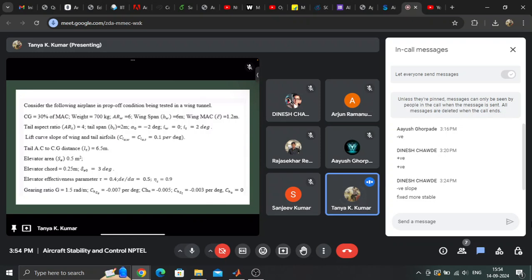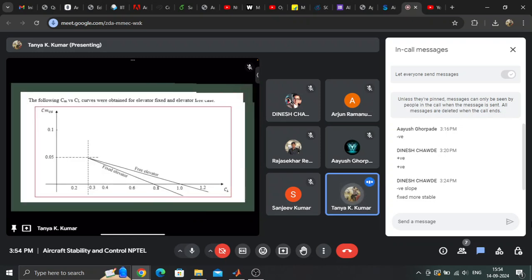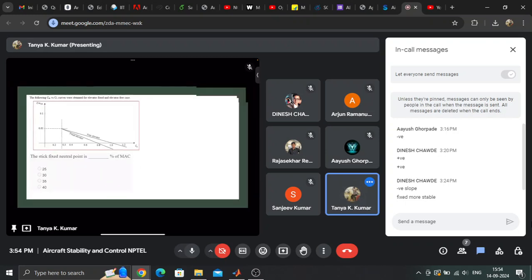Okay, so they've also given you this graph for the stick free and the stick fixed case, CM versus CL. We have seen that the stick fixed case is more stable. You can see that the slope is more negative in the stick fixed case. So it is corresponding to what we had found out earlier. Okay, now let's look at the questions. What is the stick fixed neutral point in mean aerodynamic chord?